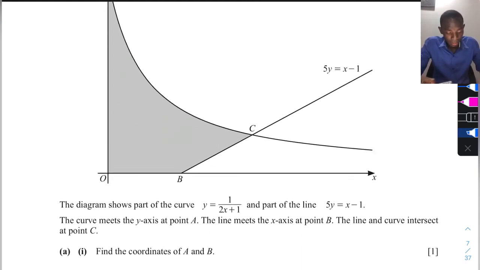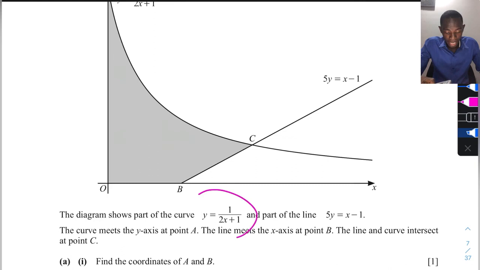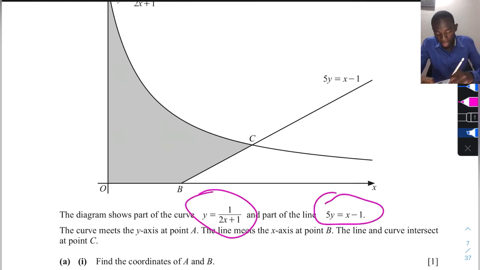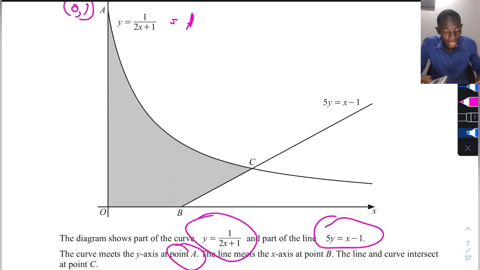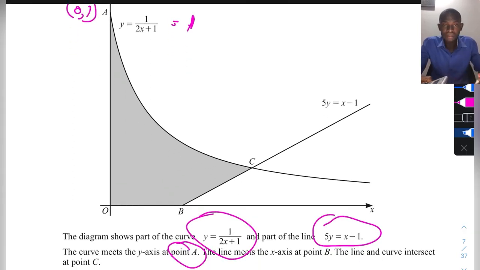It says that the diagram shows part of a curve. There's a curve and then there's a line. The curve meets the y-axis at point A. Hold on, let's go to point A. On the y-axis, x is 0, so that means that this whole thing becomes what? 1, right? So it means that A is (0, 1). I like to solve questions like this.